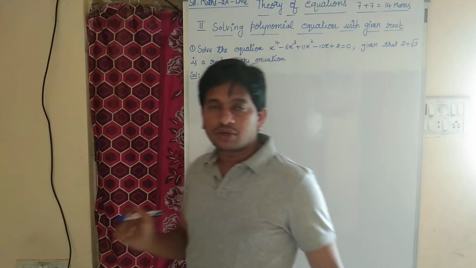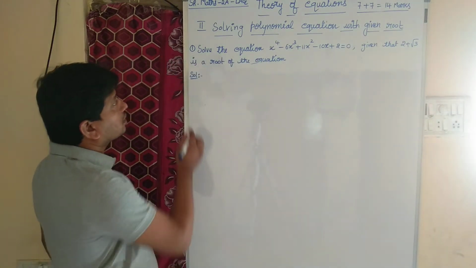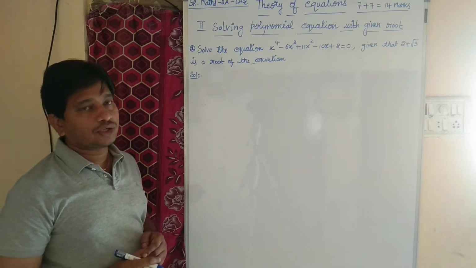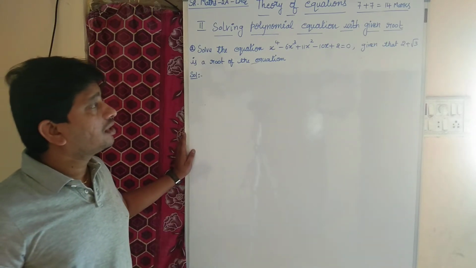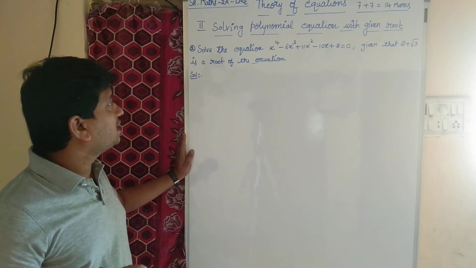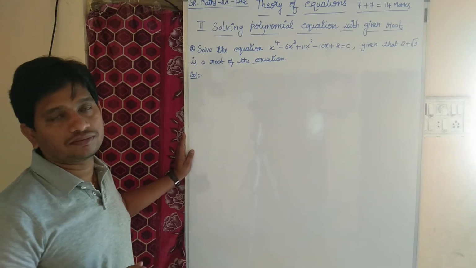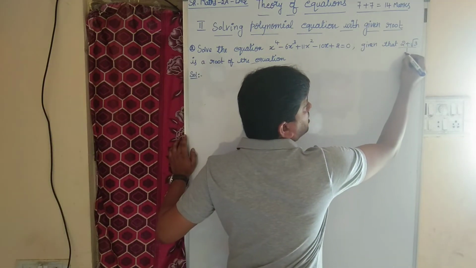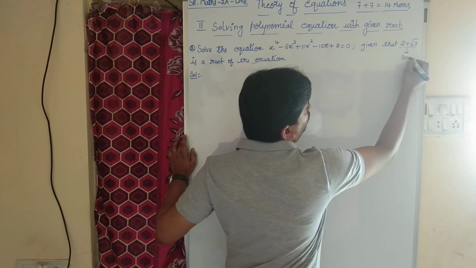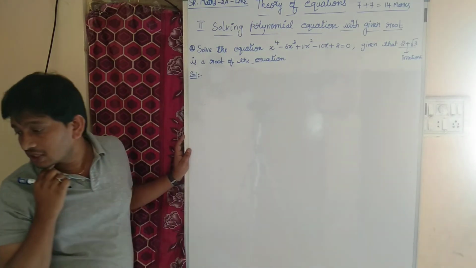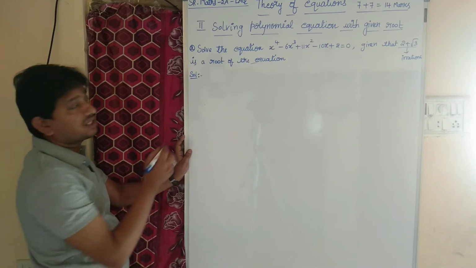Now, coming to the second question, in the same method, solve the equation x power 4 minus 6x cube plus 11x square minus 10x plus 2 equal to 0, given that 2 plus root 3 is a root of the equation. 2 plus root 3, which is what? Which is an irrational. 2 plus root 3 is an irrational. You know, children, irrational roots occur in conjugate surds.